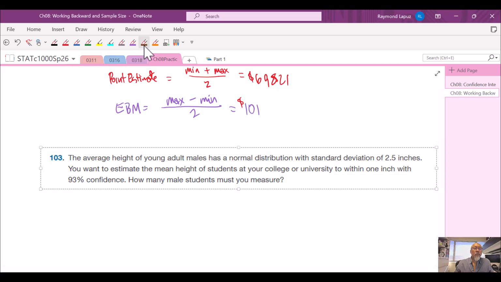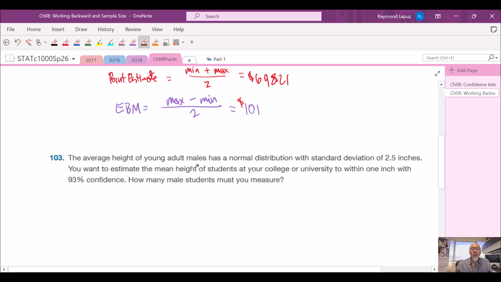In this problem, we're saying that the average height of a young adult male is normally distributed with a standard deviation of 2.5. Okay, you want to estimate the mean height of students at your college or university to within 1 inch at 93% confidence.